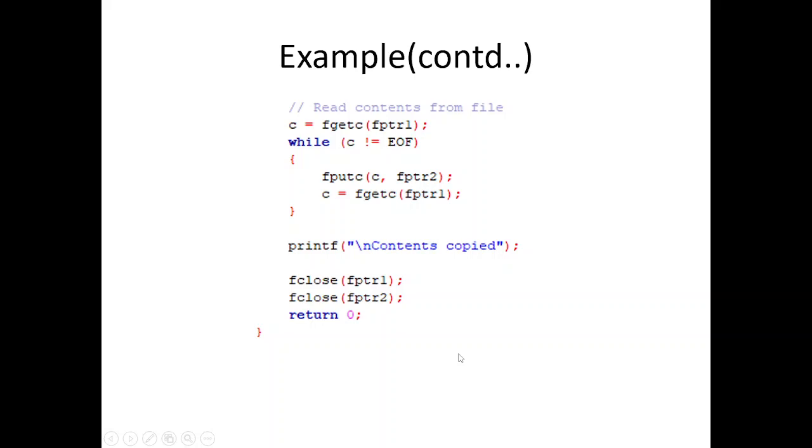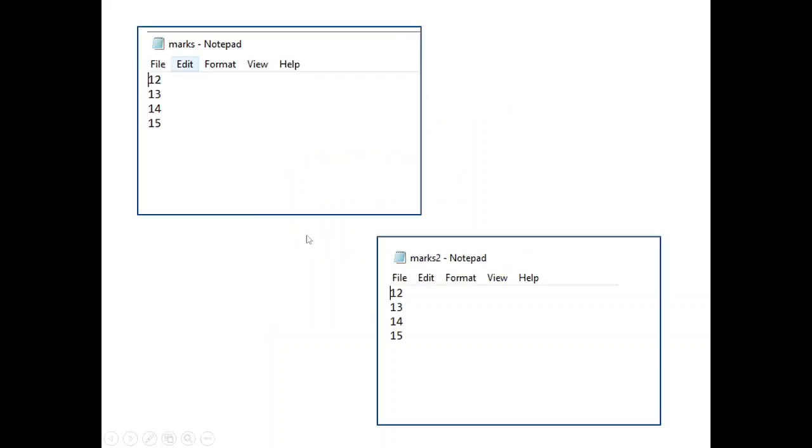After executing this program, this will be the content in the first file and the second file. This is opened in the read mode, so no changes will take place. This file is opened in the write mode and we read the characters here and wrote them here. So the contents of this file will get copied to the second file character by character till the end of file is reached. So this is about fputc and fgetc.